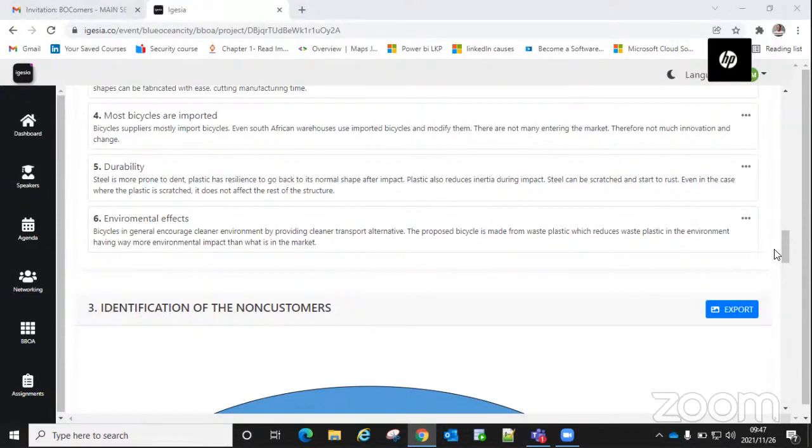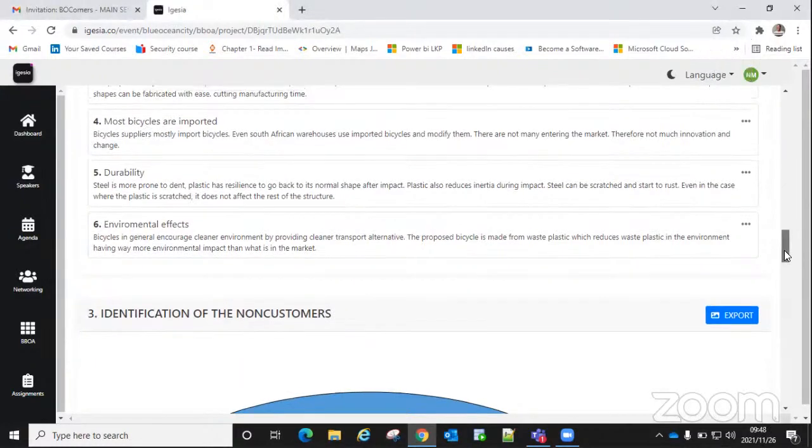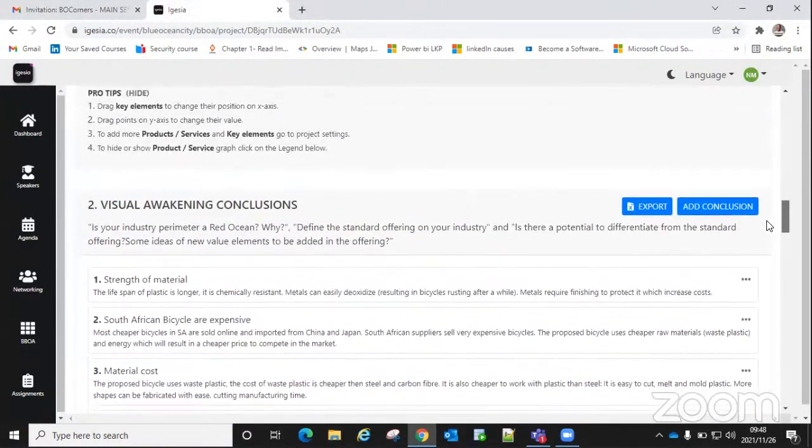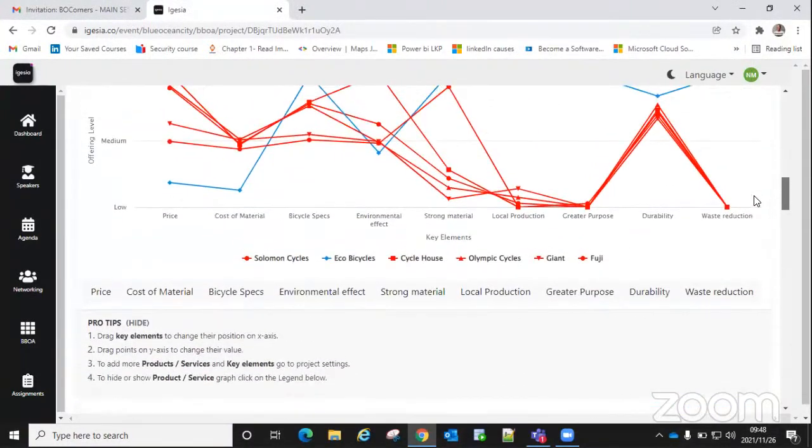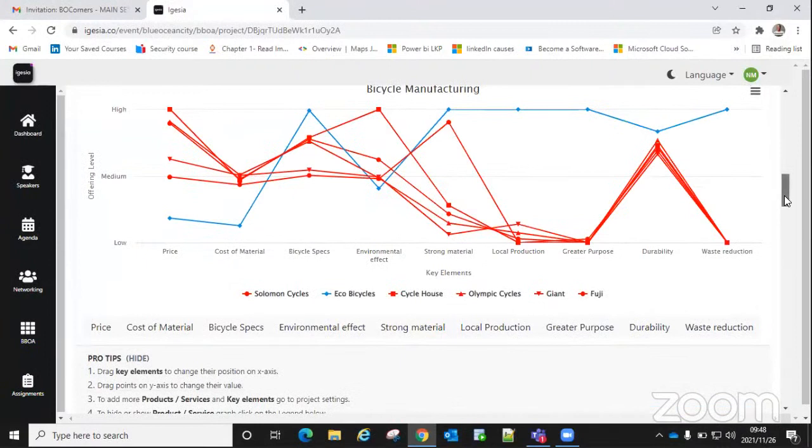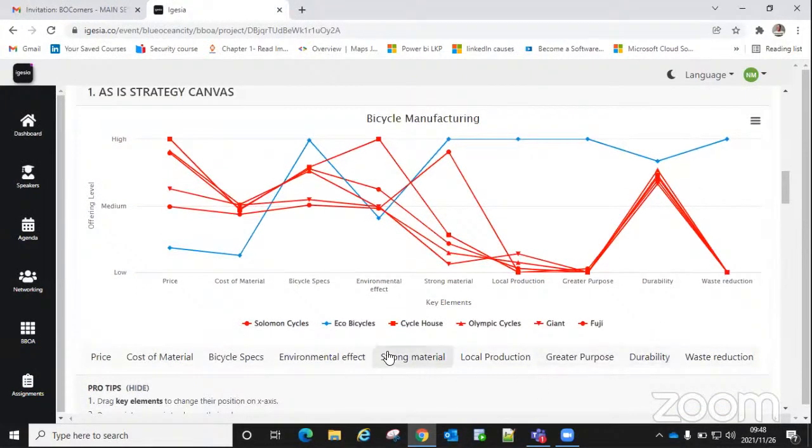So our main goal is to reuse plastic and reduce plastic in the landfills, therefore reducing the landfills that are already full, helping with waste management. But there are companies that reuse bicycles. Like I think Olympic Cycles have a site where you can buy a second-hand bicycle. So they do. There is that.